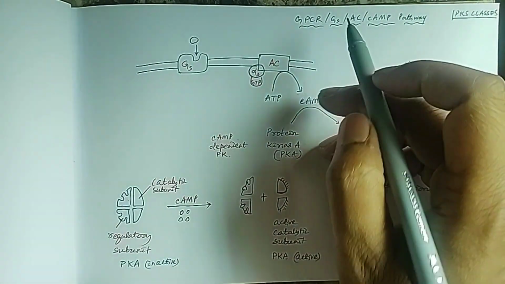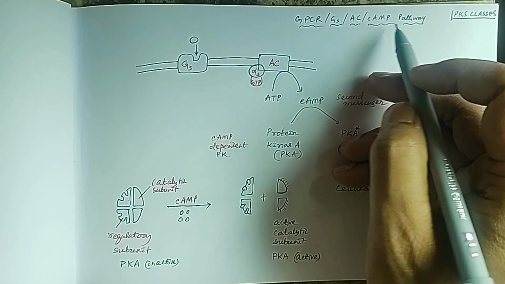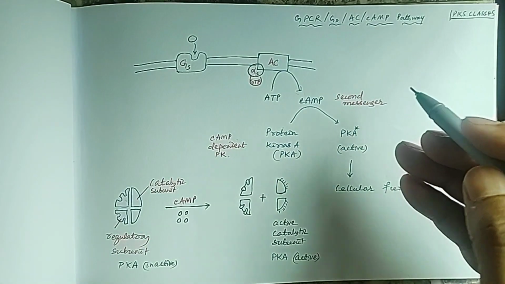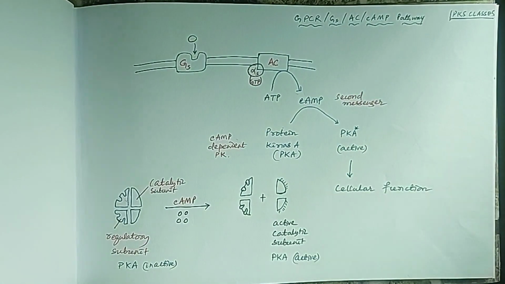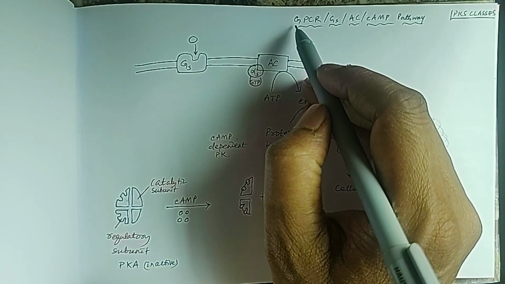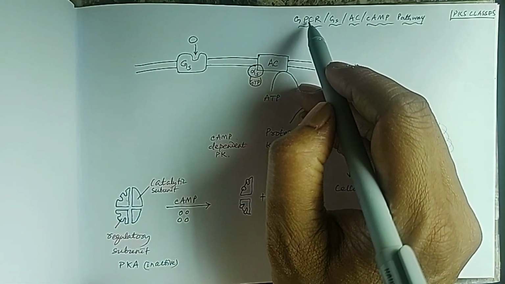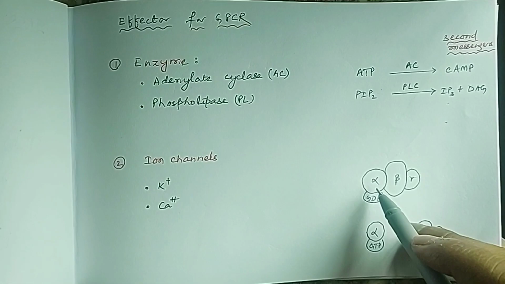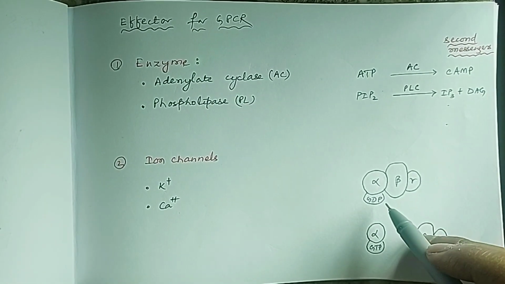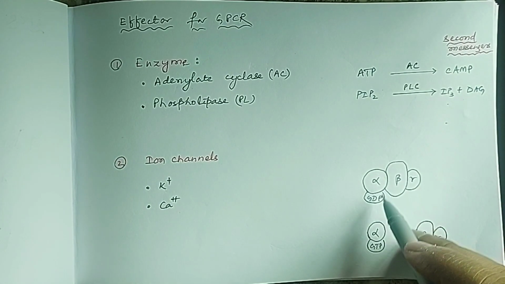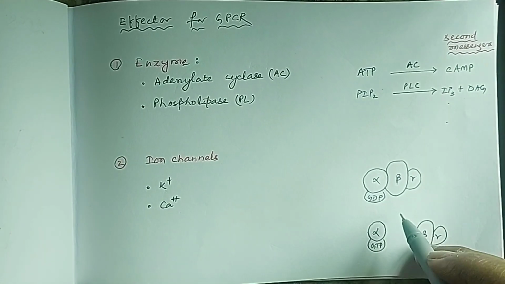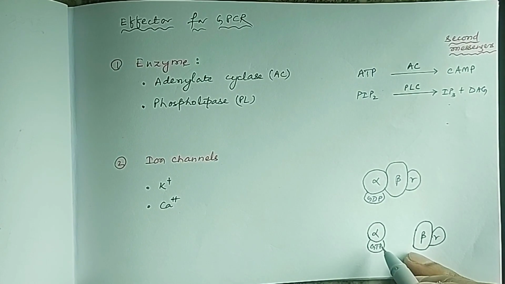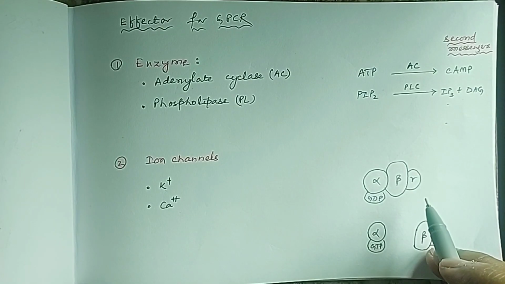Today we will study the G protein coupled receptor adenylate cyclase cyclic AMP pathway. We call it a G protein coupled receptor because G stands for guanine nucleotide binding protein coupled receptor. Guanine nucleotides are GDP or GTP, and the G protein has three subunits: alpha, beta and gamma. When GDP is bound to alpha, it is in the resting state. When GDP is exchanged with GTP, alpha GTP becomes active and separates from beta gamma.